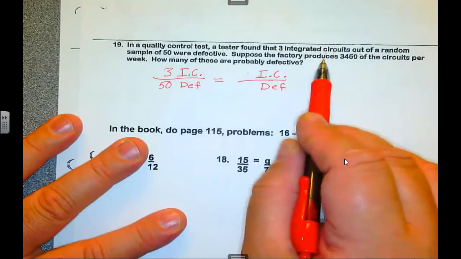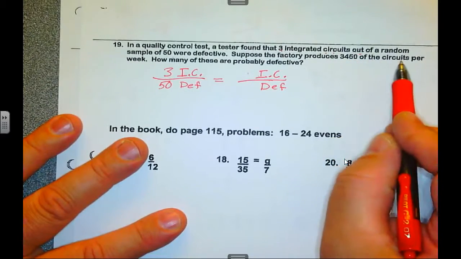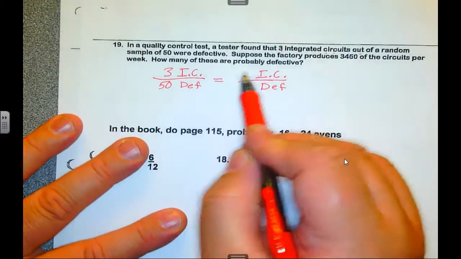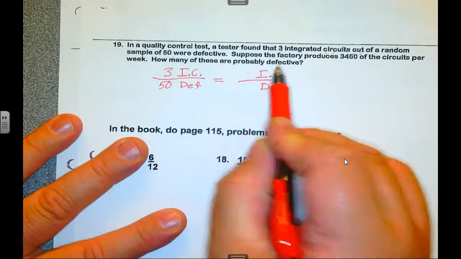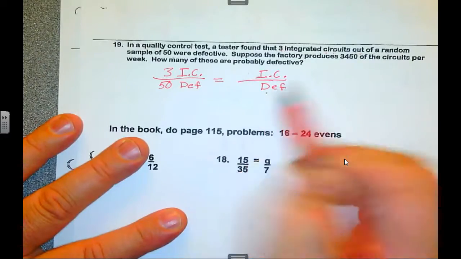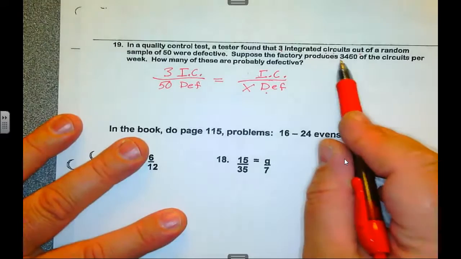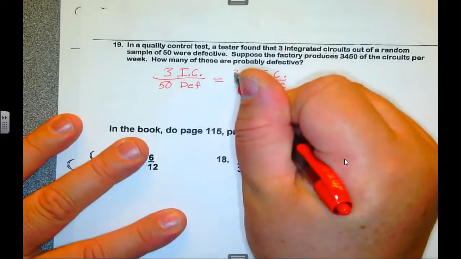Suppose a factory produces 3,450 of the circuits per week. How many of these are probably defective? Okay, the variable here is the defective, it's the unknown. So that's where my X goes. I don't even have to figure out where that 3450 goes because there's only one spot left.